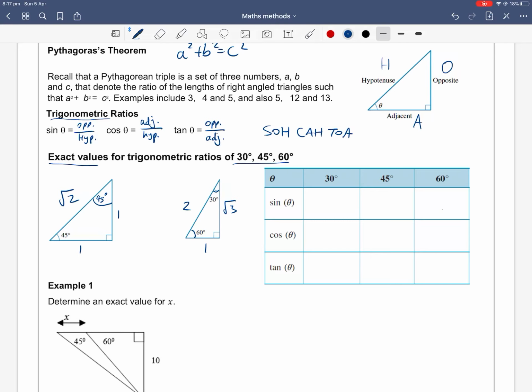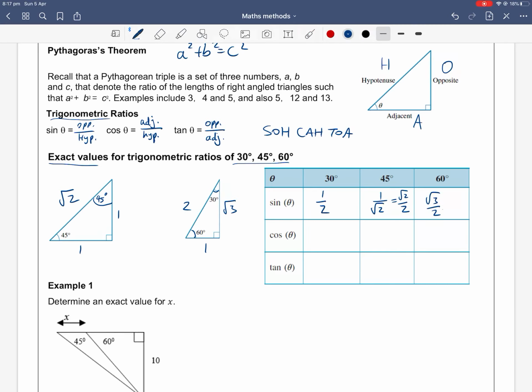So using these triangles, sine of 30 degrees, opposite over hypotenuse, gives us a half. Sine of 45, opposite over hypotenuse, gives us 1 on root 2, or you might want to write it as root 2 on 2 by rationalizing the denominator. And then similarly, sine of 60 degrees, opposite over hypotenuse, is root 3 on 2.